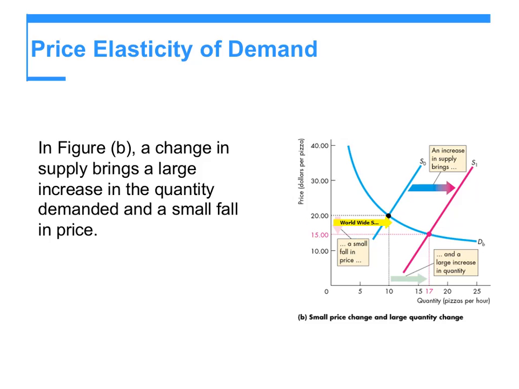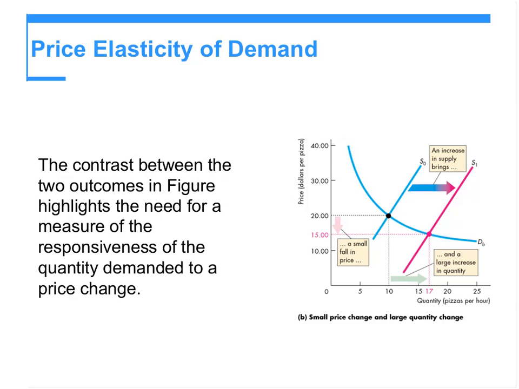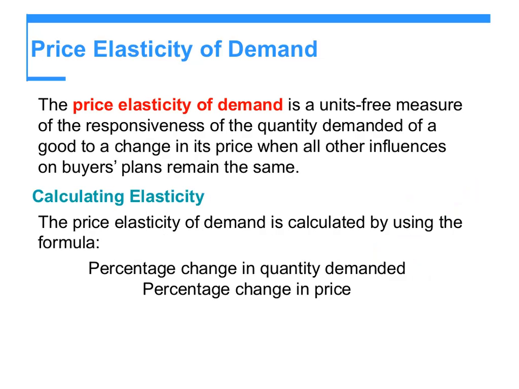So we're going to elaborate more on this, because here, price elasticity of demand. Let's explain it. The contrast between the two outcomes in the figure highlights the need for a measure of the responsiveness of the quantity demanded to price changes. The difference between the last two charts shows that not all demands respond to changes in price the same way. If the change in demand is significant when the price changes, it means the demand is highly elastic. And if not, we have inelasticity. So we're going to explain this more and more today and try to be clearer on that.